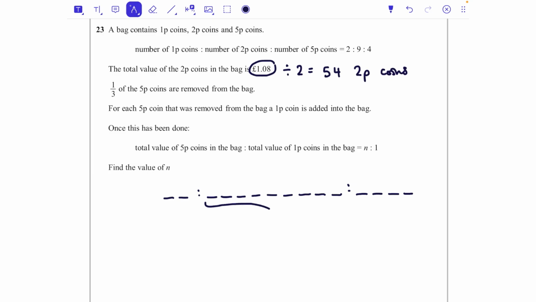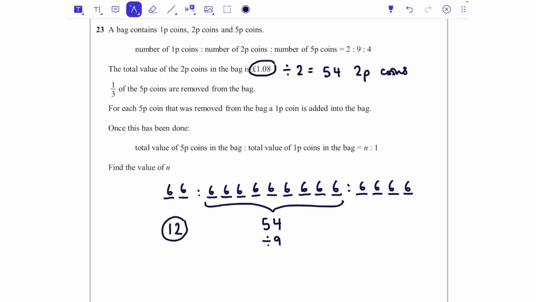Now 2p coins was this middle section here. So I know that there are 54 coins over these lines, and we have 1, 2, 3, 4, 5, 6, 7, 8, 9 of them. If I take 54 and I divide it over those 9 piles, it is going to be 6 coins on each pile. And that helps me out massively because I now know that if there are 6 coins on each of these piles, there are also 6 coins on each of these piles. So I now know that I have 12 1p coins, I have 54 2p coins, and I have 4 lots of 6, so 24 5p coins.